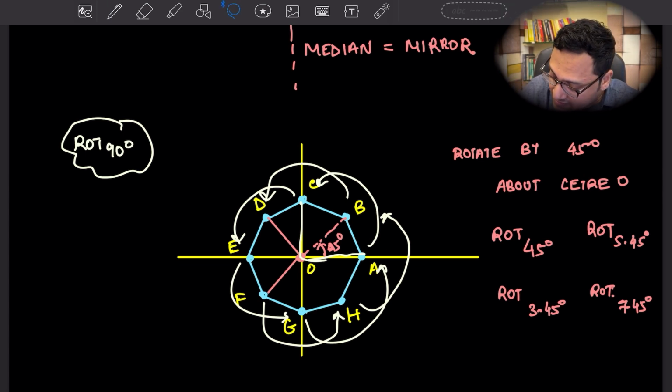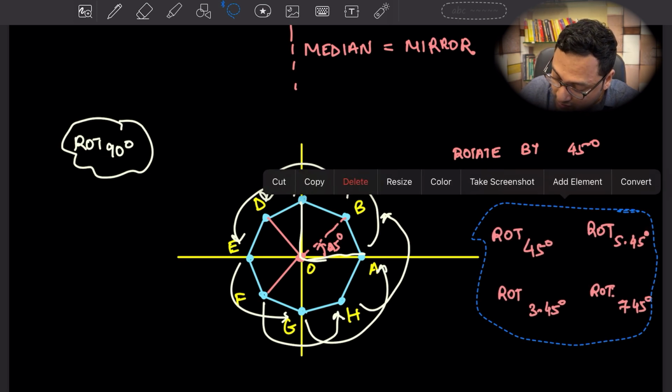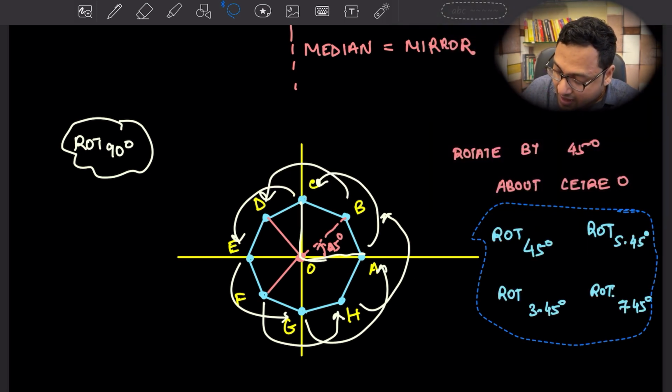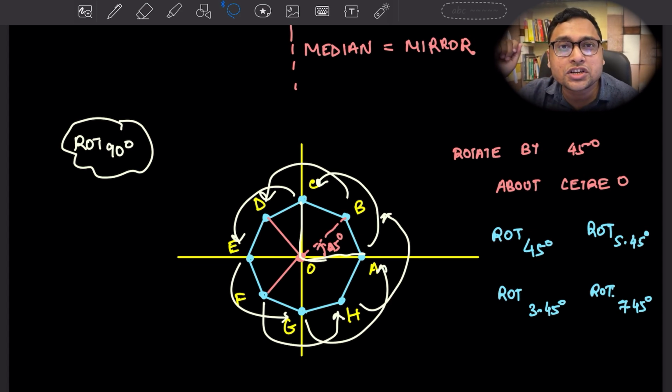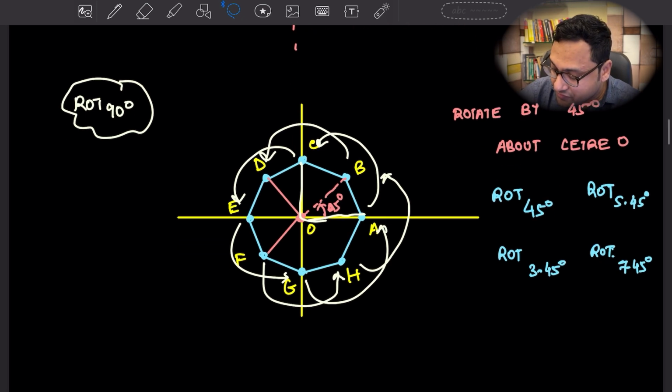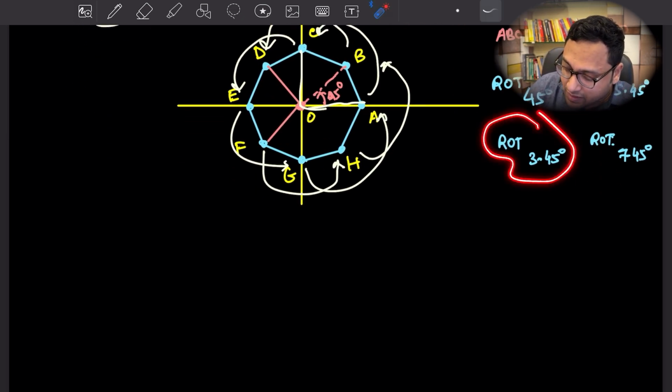Alright, so these are the symmetries, but I'm picking out these 4, let's change the color. I'm picking out these 4 rotational symmetries because they are quite interesting in their own right. Why is that? Well, let's look at rotation by 135 degrees. This one.